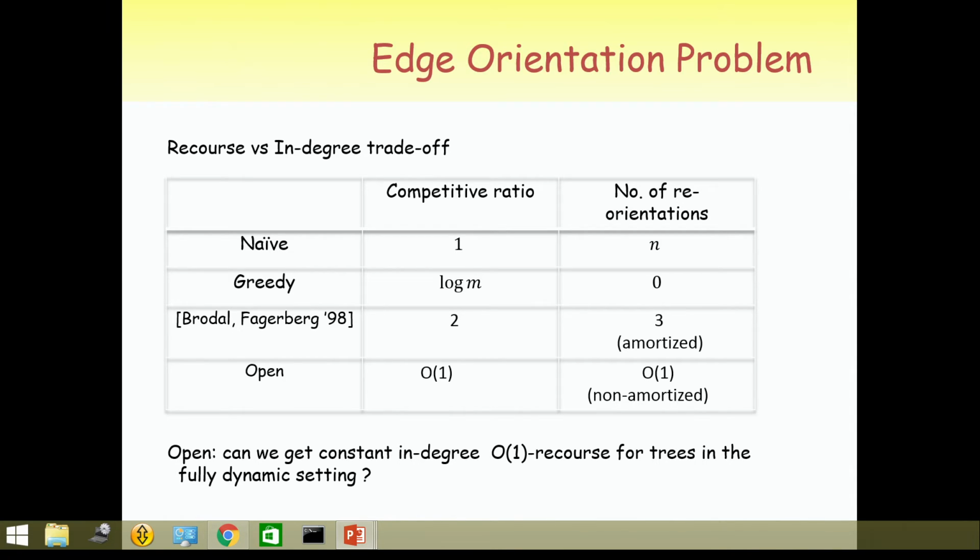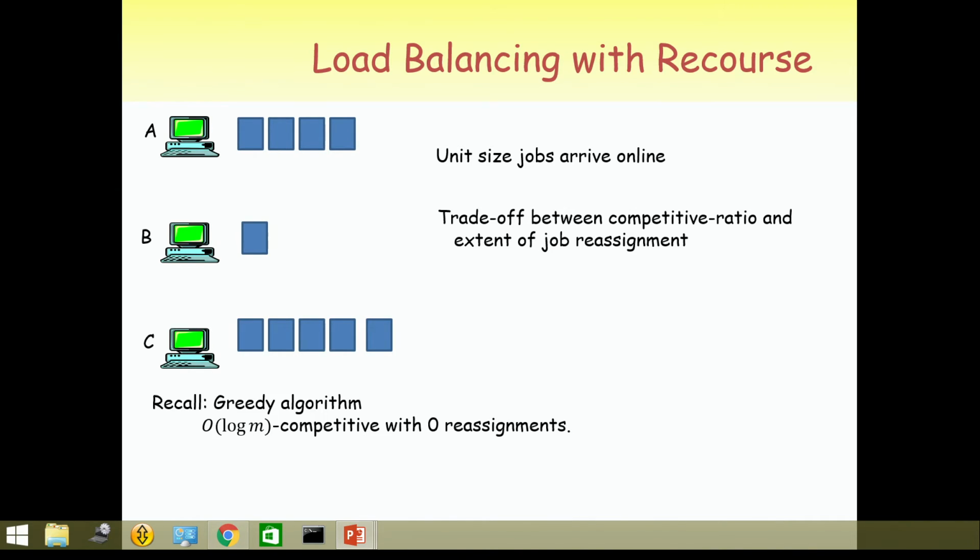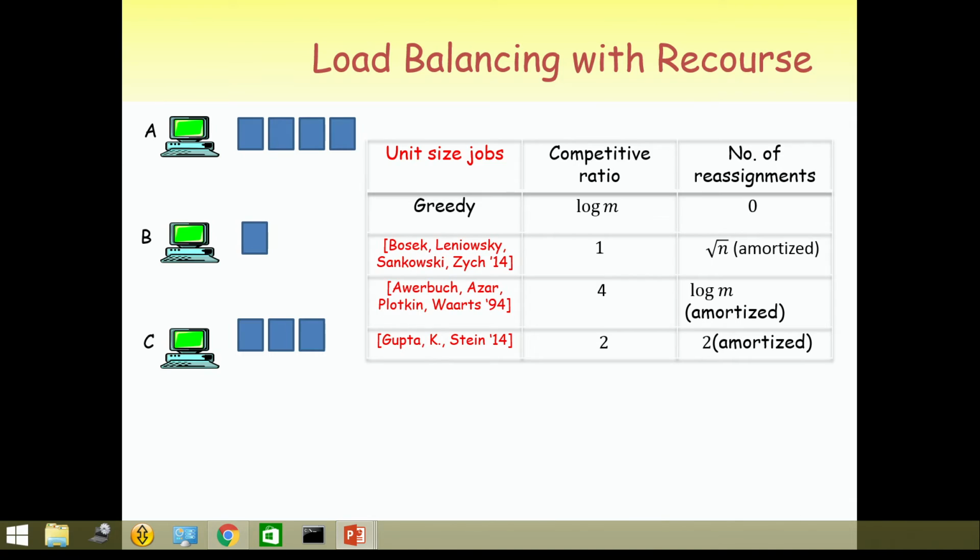All right, let's come back to load balancing. It's a slightly harder problem, and let's see what one can do here. Now it's not just an edge orientation problem, so a similar kind of analysis will not work here. Recall that this was the problem where you have to assign a job to one of the machines, and now we're trying to understand the trade-off between the competitive ratio and the extent of reassignment that I need to do. So this is what is known.